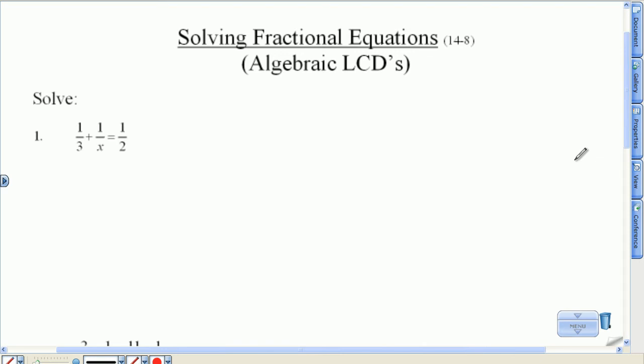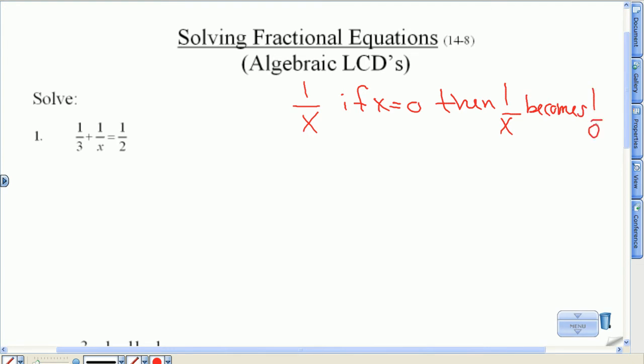It is possible that if x is equal to 0, then 1 over x becomes 1 over 0, which is impossible. You're not allowed to divide by 0. Okay? That is undefined.